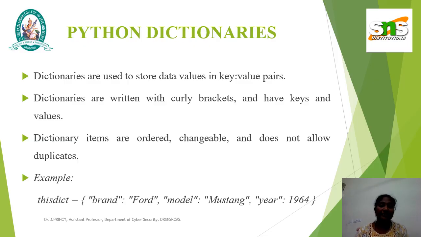For example, I'm creating a dictionary named this dict. It is equal to, within curly braces, I'm enclosing the key value pairs: brand colon Ford. Brand is a key which has the value Ford. Model is a key which has the value Mustang. Year is a key which has the value 1964. Both the keys and values may be an integer value or a string value.